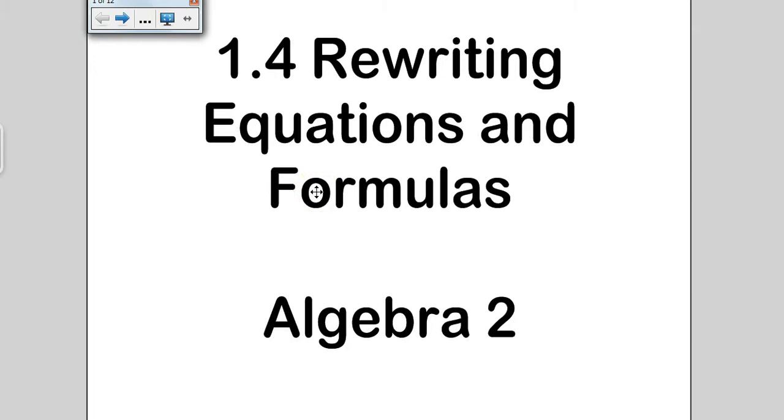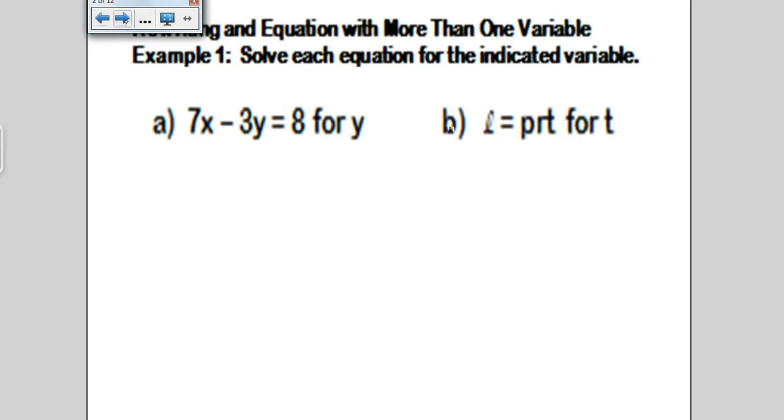Our lesson on 1.4 is titled Rewriting Equations and Formulas, and really the goal of lesson 1.4 is to isolate a variable, which is kind of like solving, but a little different. So we're going to look at the first two examples. It says solve each equation for the indicated variable. So 7x minus 3y equals 8, and they want us to solve for y.